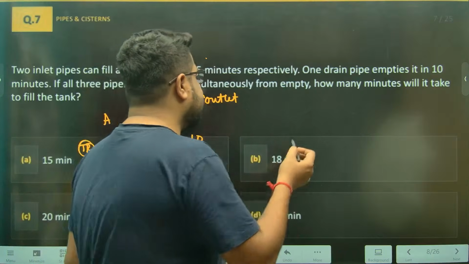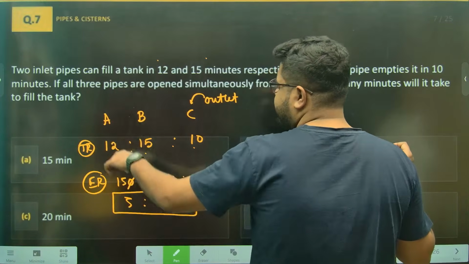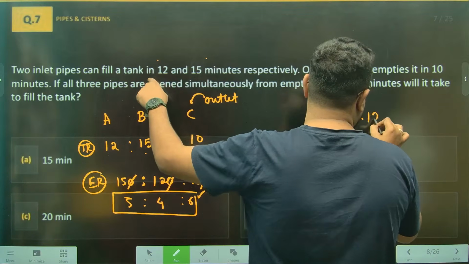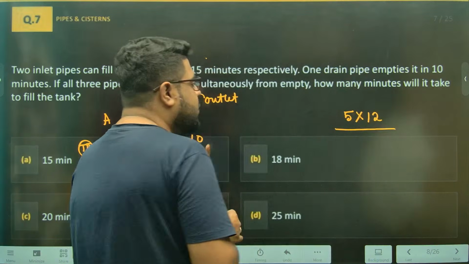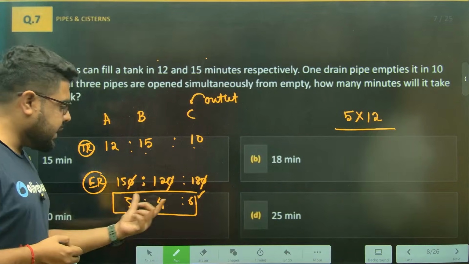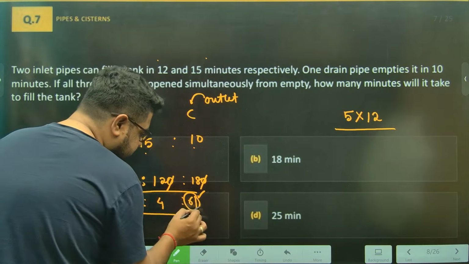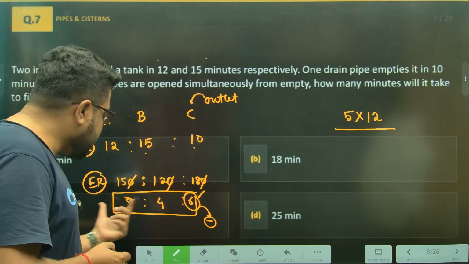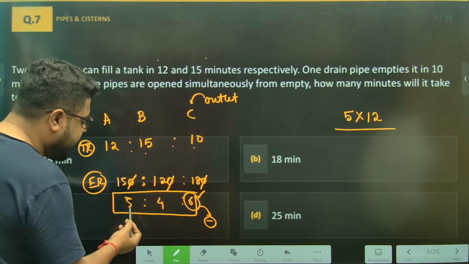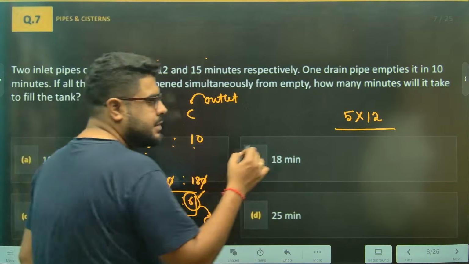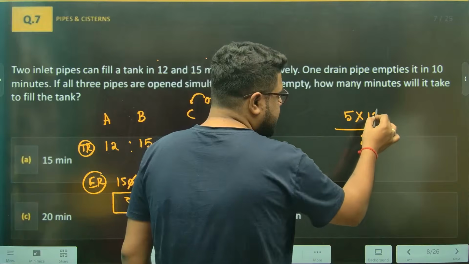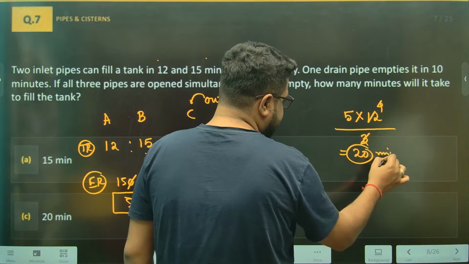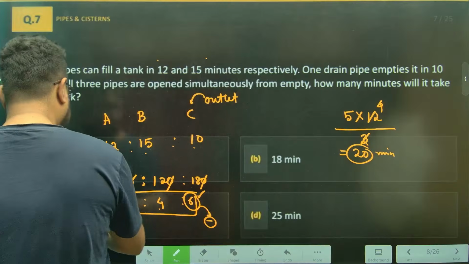Total volume will be how much? Total volume I'm taking for A. A can fill 5 liters a minute, takes 12 minutes. This is total volume. Now, who will fill this total volume? All three together. But this is negative, sir. Why? Because this is an outlet. So all three open together, their combined efficiency will be 5 plus 4, 9 minus 6. That is 3 units, so they will take 20 minutes to completely fill it. Again, option C.